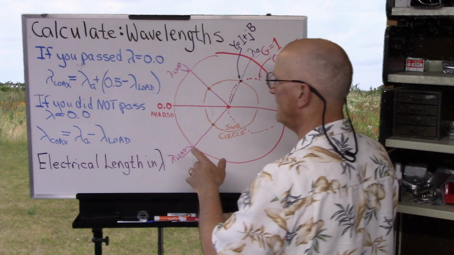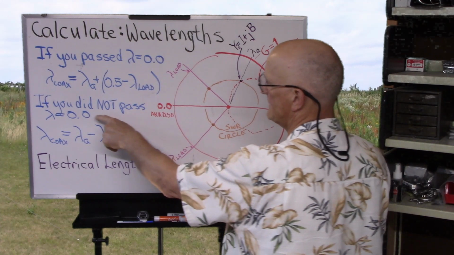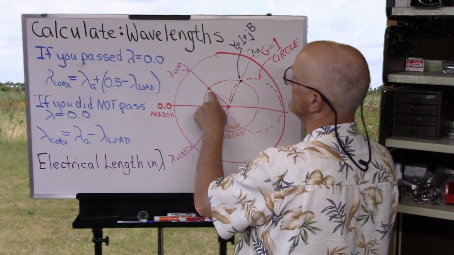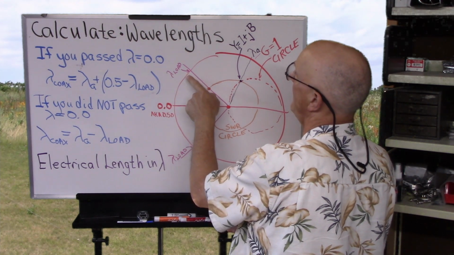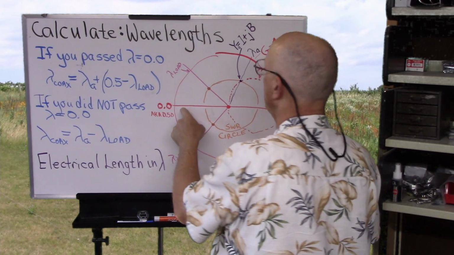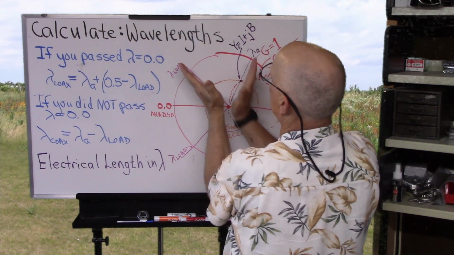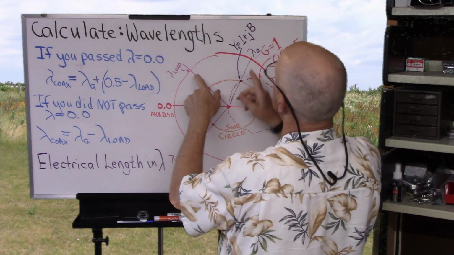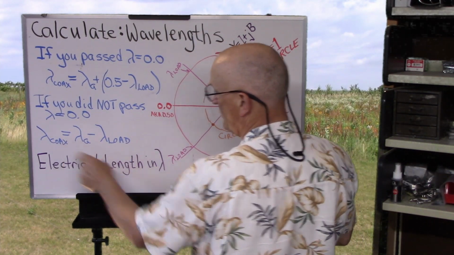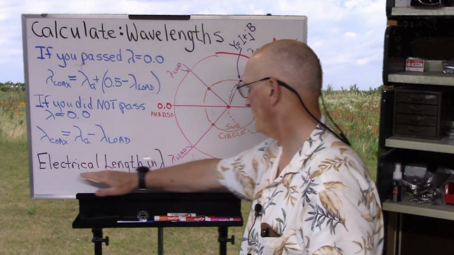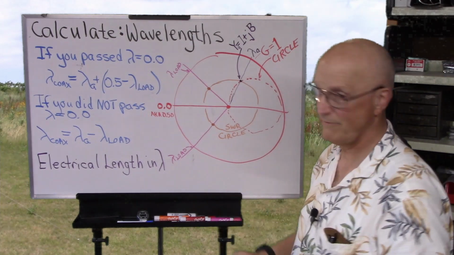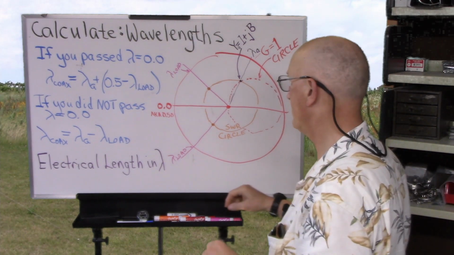Now, if on the other hand, you did not pass 0.0, let's say your impedance is sitting here and you've moved from here to here, you've not passed this part. Now we're just talking about this portion here, and that's just simply lambda sub A minus lambda sub load gives us the electrical length of our coax in wavelengths.